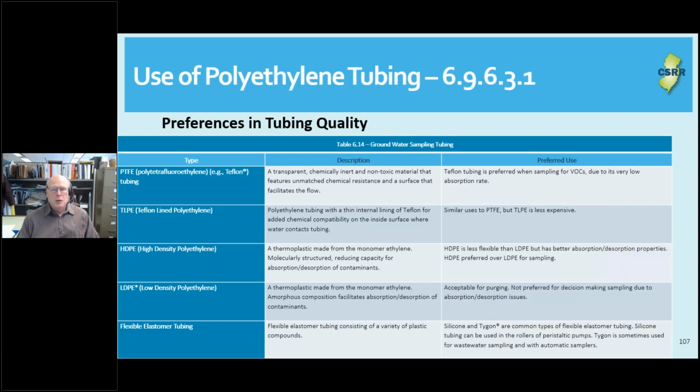DEP has expanded the recommended use of polyethylene tubing for sampling and has added section 6.9.6.3.1 to discuss this issue. In association with this section, table 6.14, shown here, has been added. This table outlines a hierarchy of tubing quality, which is linked to recommended use. The reference to tubing quality means the potential of the tubing composition to negatively affect the contaminant concentration of the water in contact with it. Tubing quality decreases from top to bottom in the table.